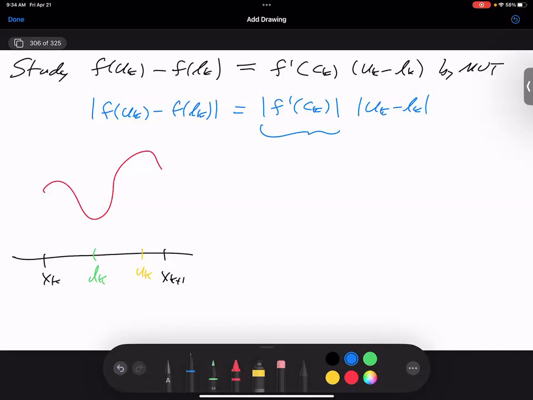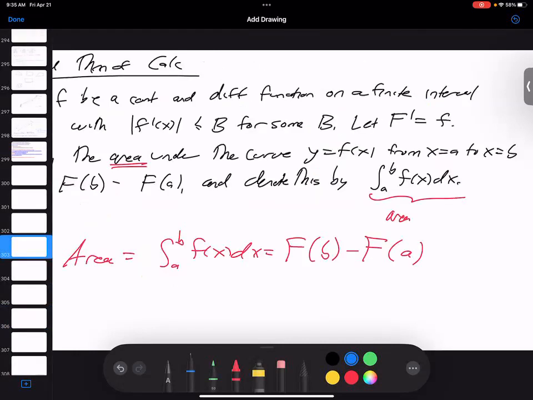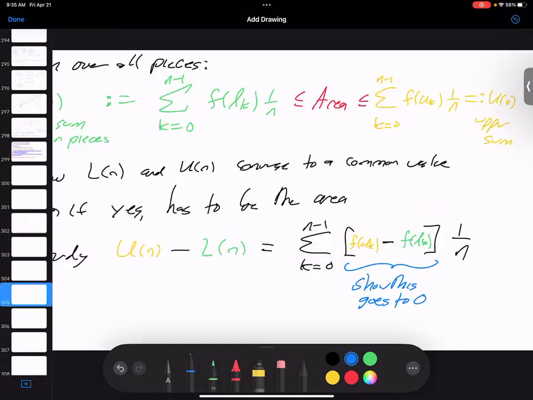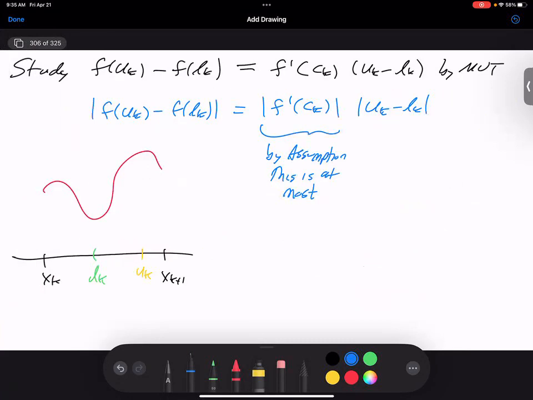How large can that be by assumption? What are we assuming about the first derivative? We're assuming that the absolute value of f prime of x is always less than or equal to some big B. We don't care what it is. We're just assuming that there is some big B that works. So this is at most big B by assumption.